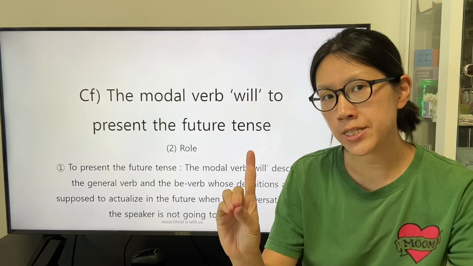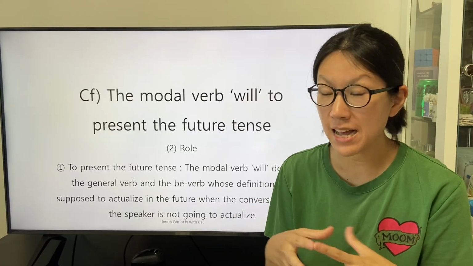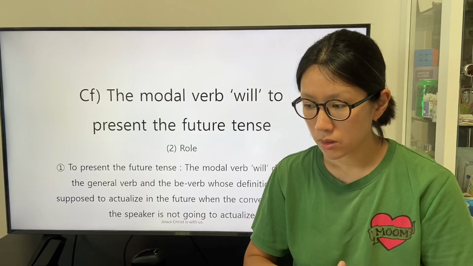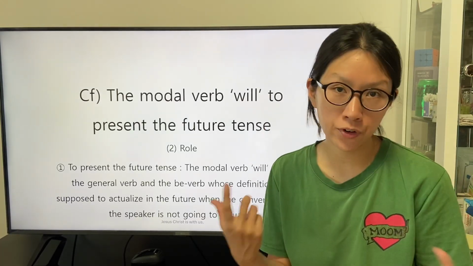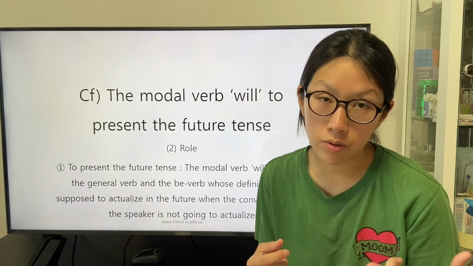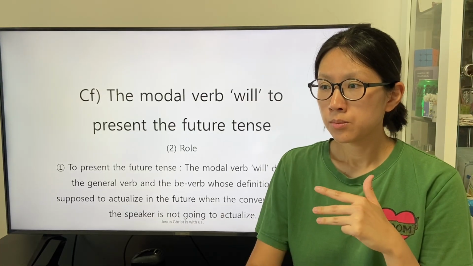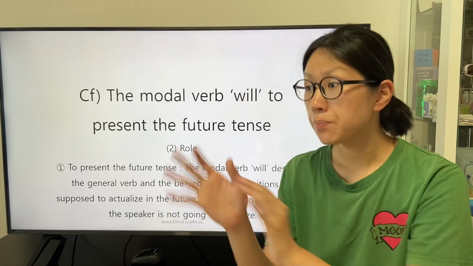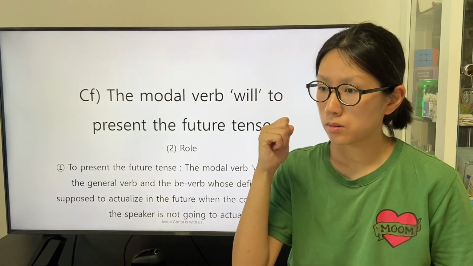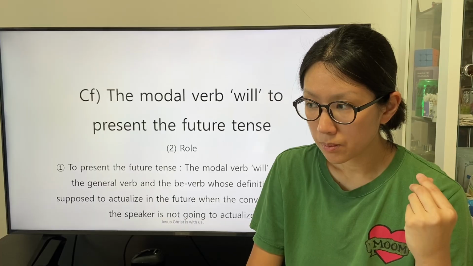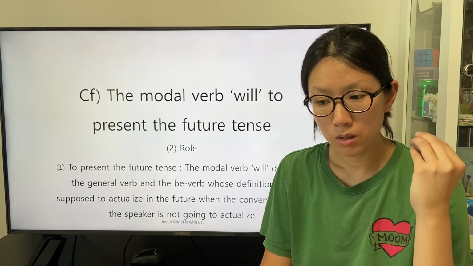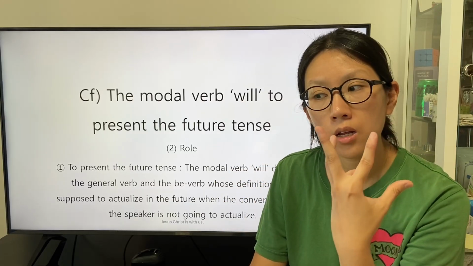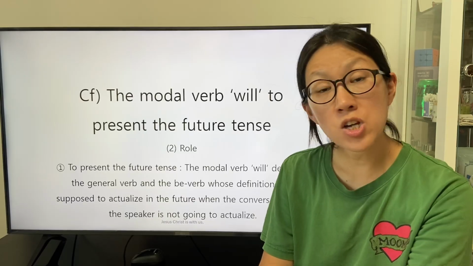This explanation tells us about the possibility that the definition of the experience, condition, or action described by the general verb or the be verb can be actualized by the other subject in the future. From the fact that the experience, condition, or action maybe needed to be determined by the subject.